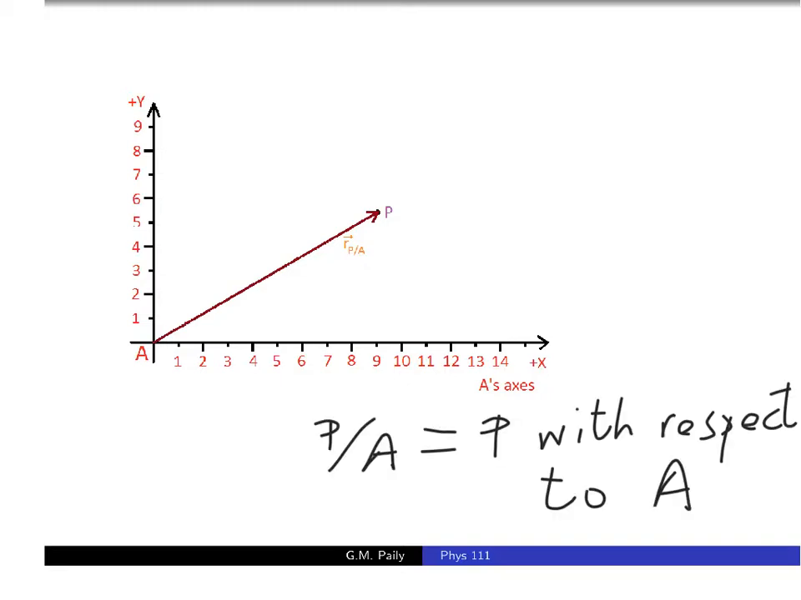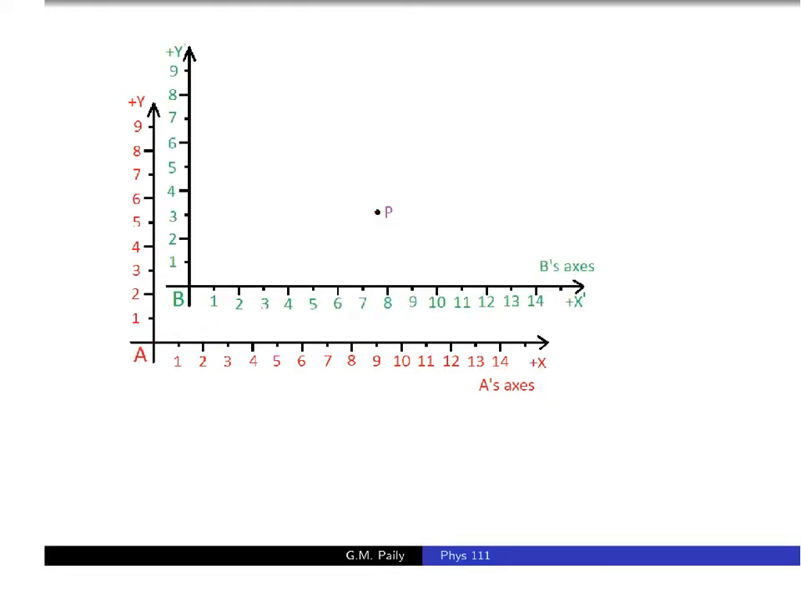Remember, P/A is read as P with respect to A. In other words, it is the appearance of P as seen by A. Now we introduce B, another observer, with his own origin and his own set of axes. For simplicity, we will make sure that this axis x prime is parallel to x and y prime is parallel to y. But in general, this need not be so.